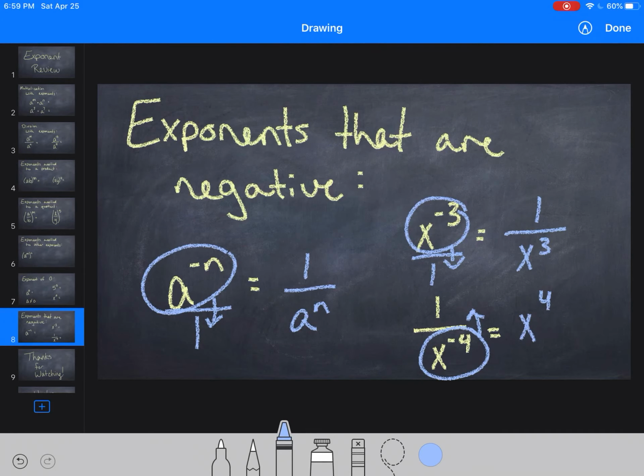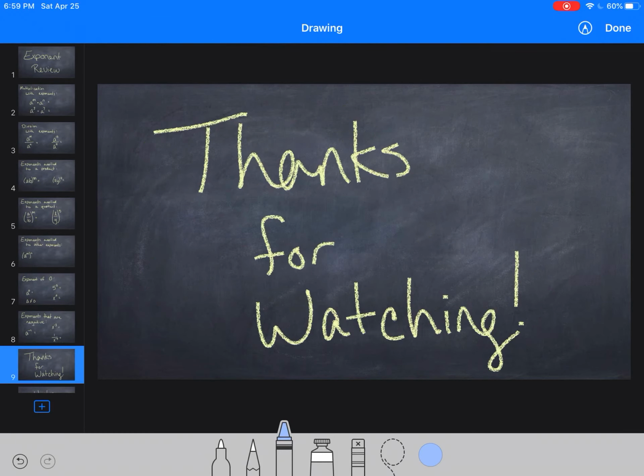If I were to have x to the negative 4 on the bottom, I could go ahead and move this negative 4 up to the top since it's already on the bottom, and that would make it positive. So I would have x to the positive 4.